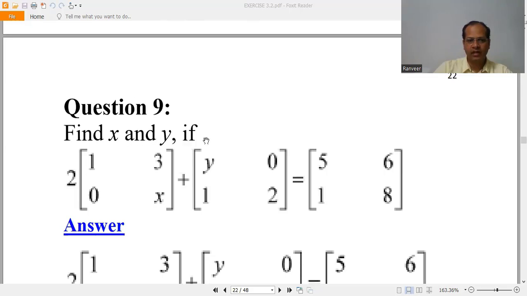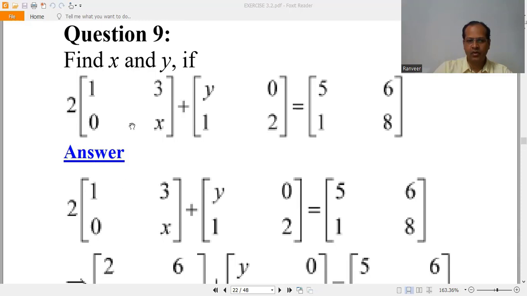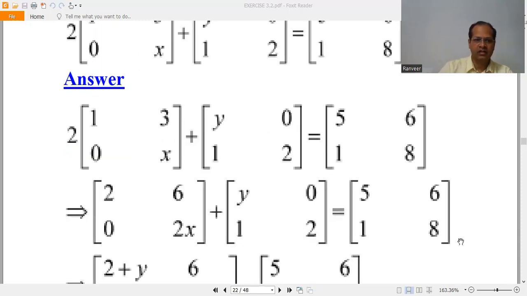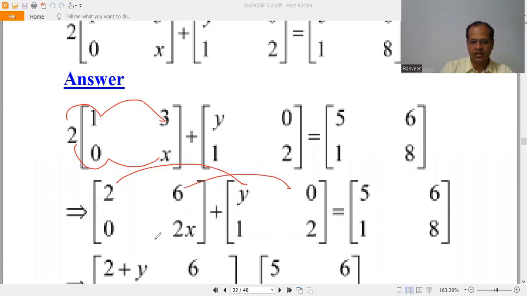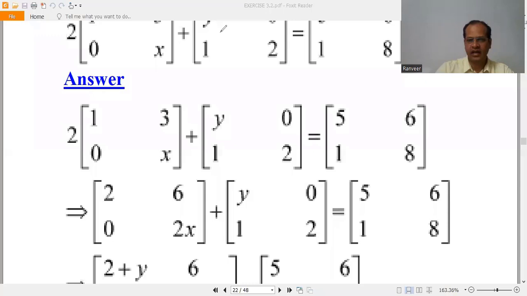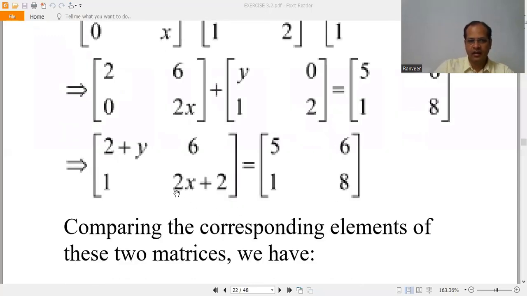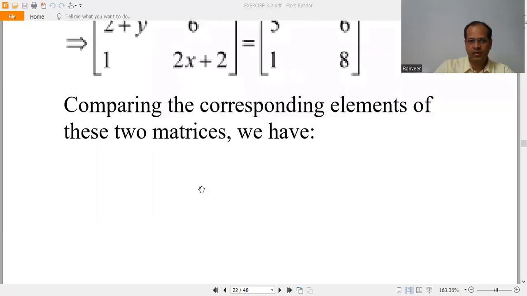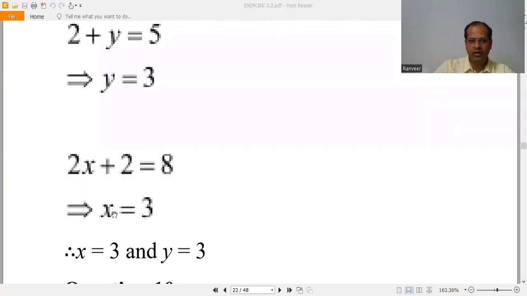Find x and y if, now you have to multiply by 2 here, and this is the scalar number, multiply by 2 with all the elements, then add these two values, 2 plus y, 6 plus 0, 0 plus 1, 2x plus 2, and equate the left and right hand side values. 2 plus y equal to 5 and 2x plus 2 equal to 8, just compare, y equal to 3, x equal to 3.